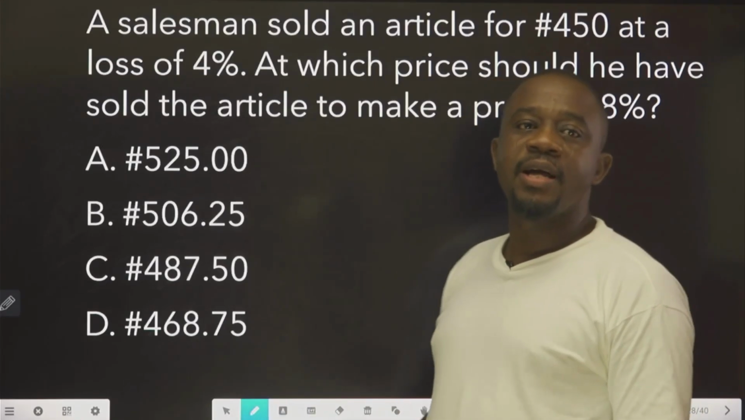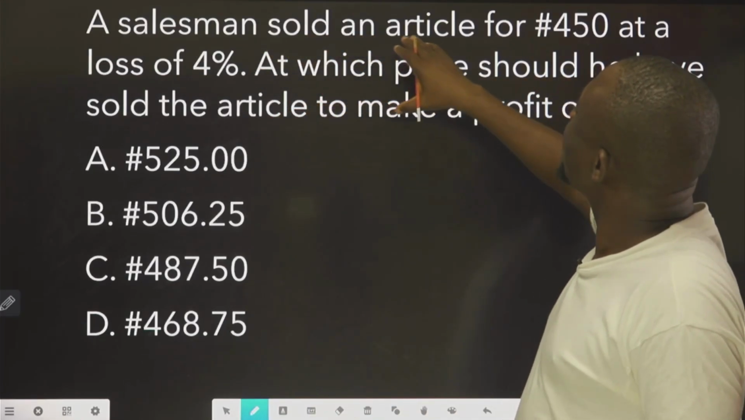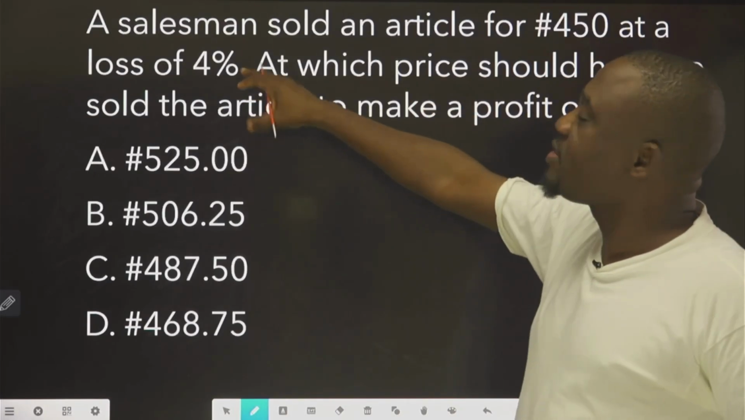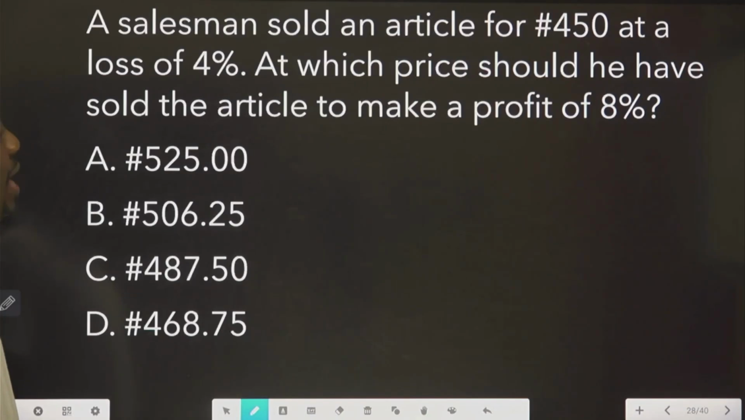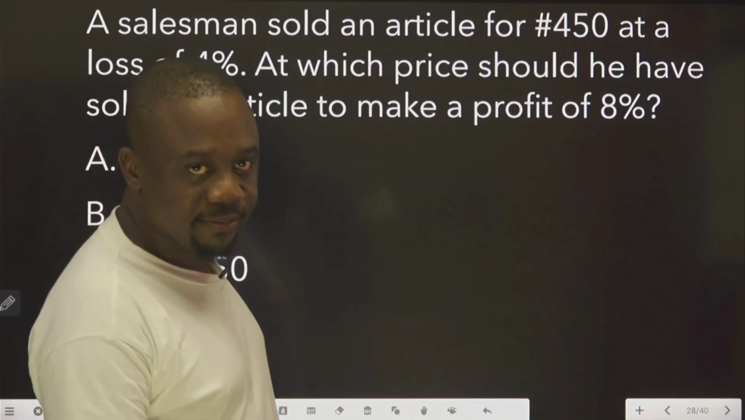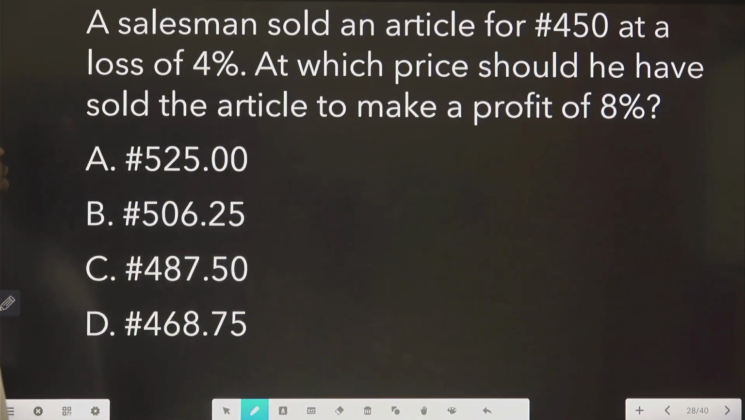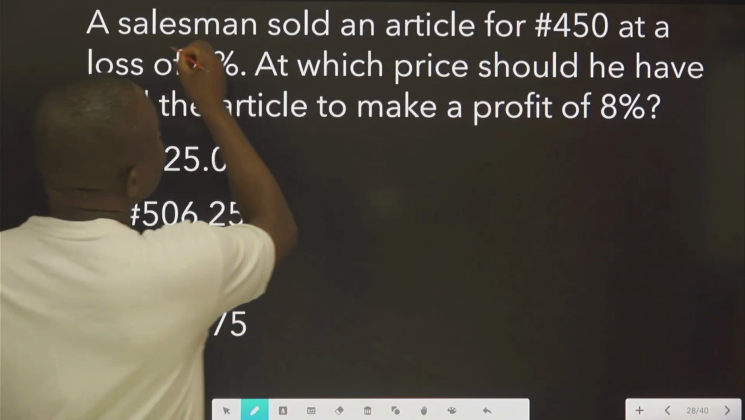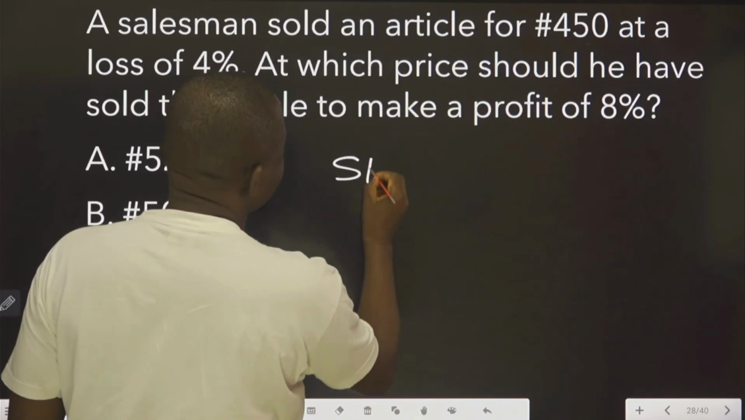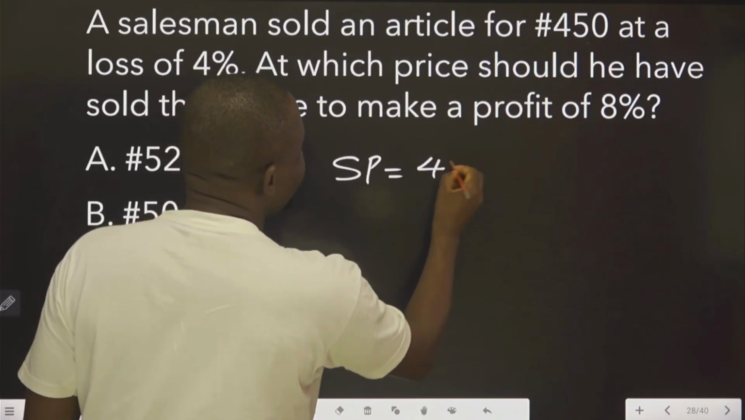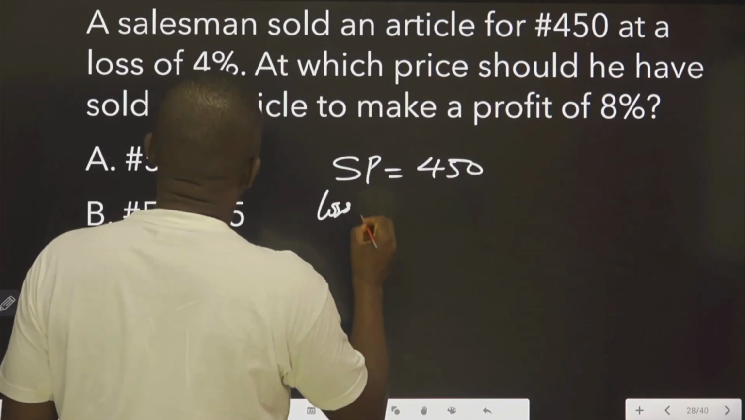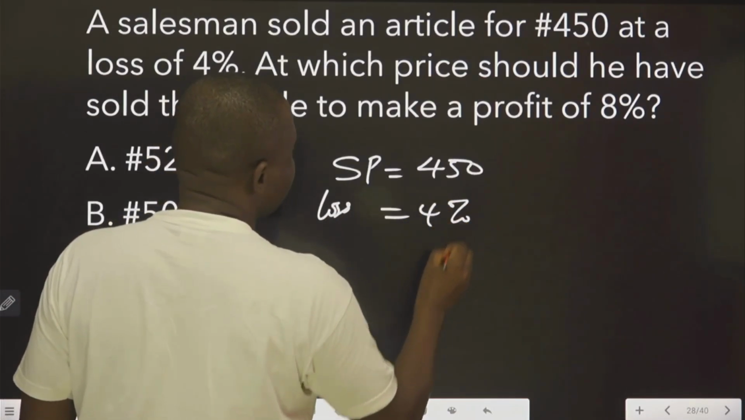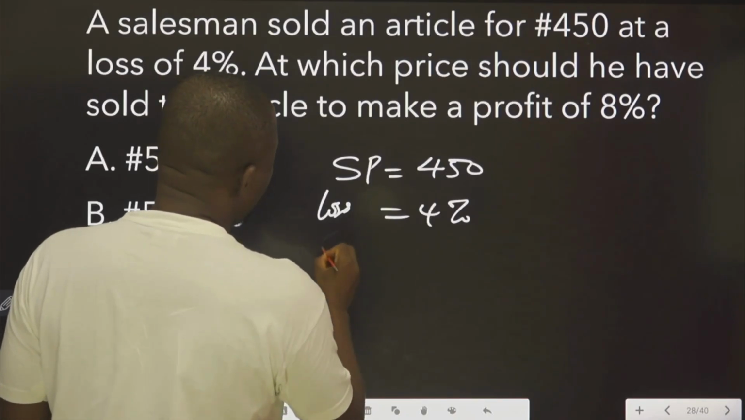Let's look at this question. It says, a salesman sold an article at a loss of 4%. At which price should he have sold the article to make a profit of 8%? This kind of question, you have to look at what is given to us. A salesman sold, that is SP, selling price is 450. The loss that he got was 4%. We don't know the cost price.